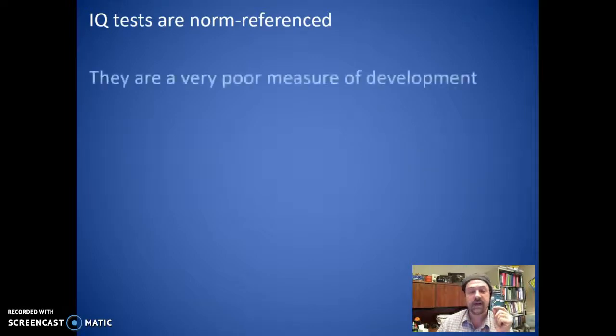And as such, I've got here that they're a poor measure of development. They're really not a measure of development at all, because as an individual ages, as they develop, the group that they're being referenced to also develops. So that's really important to consider. So even though development is occurring, IQ may not necessarily change all that much in response to development, unless you are developing at an accelerated or decelerated rate compared to the norm referenced group.